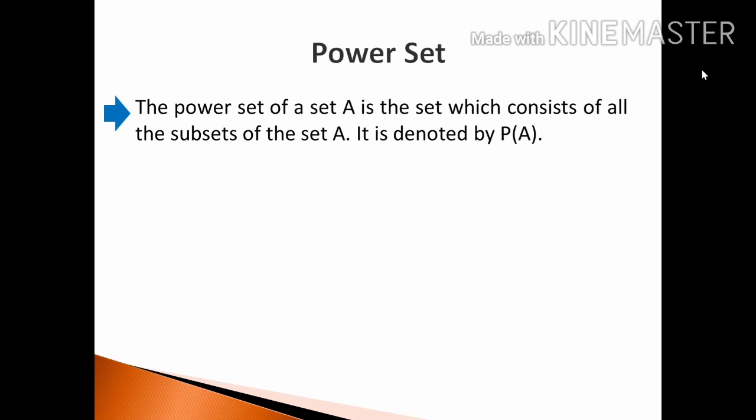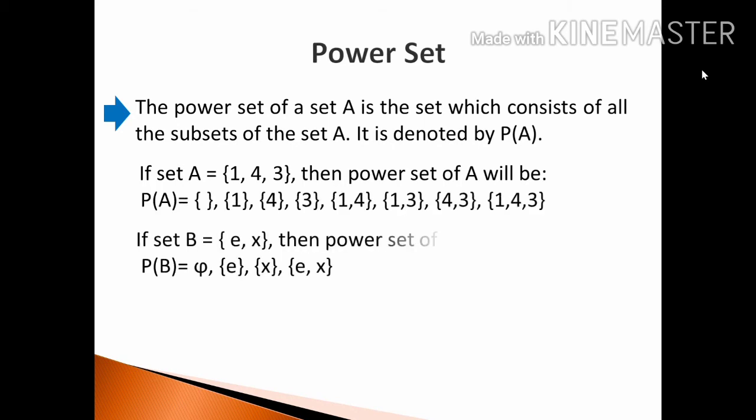Now let's proceed with the power set. Power set is like a subset. So you're going to generate subsets from the original set. Let us have this example. Set A has elements 1, 4, 3. Then the power set of set A will be the empty set, singletons {1}, {4}, {3}, elements {1, 4}, {1, 3}, {4, 3}, and the same elements as the original. We have also, if set B has the elements of EX, then the power set of B will be the null set, singleton {E}, {X}, and {E, X}.